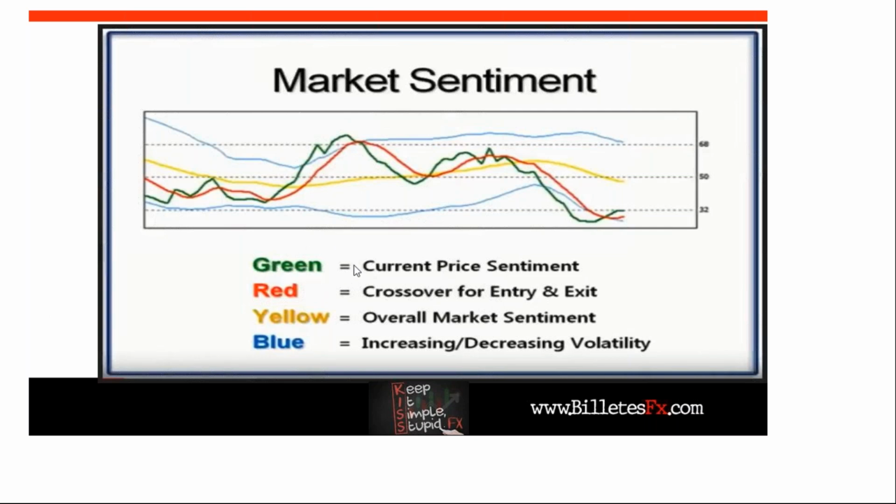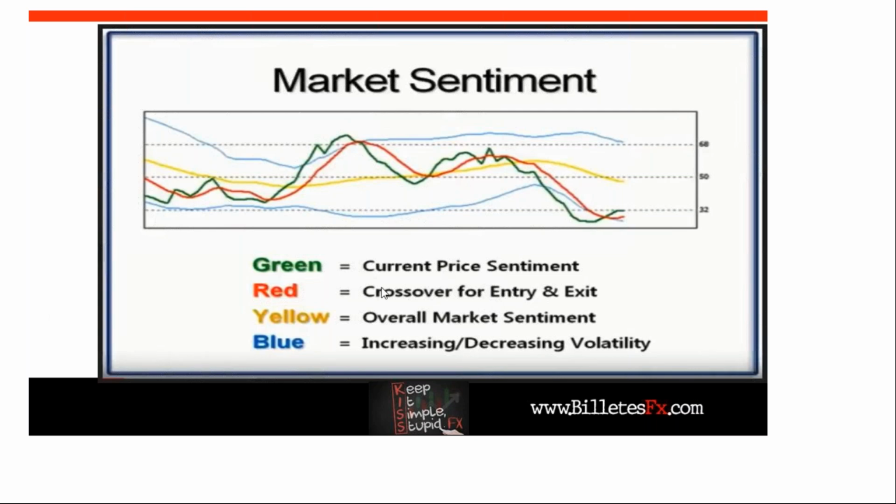The green line, it's your current price. What is current price doing right now? Is it trending up? Is it trending down? The green line is going to help you determine what current price is doing. Like for instance, in this example, what is current price doing here? It's dropping.